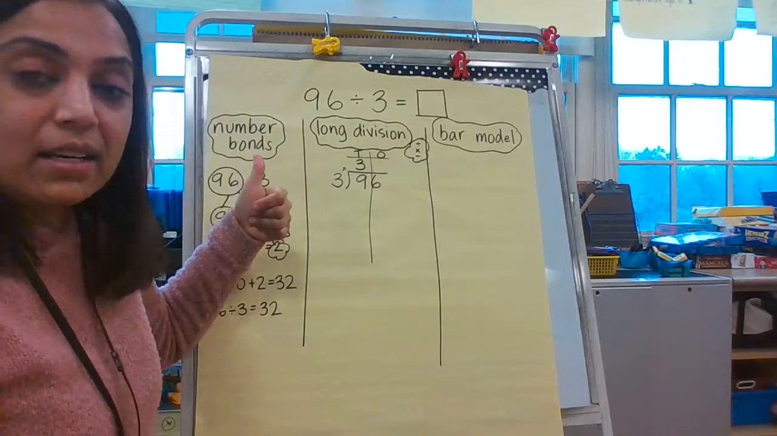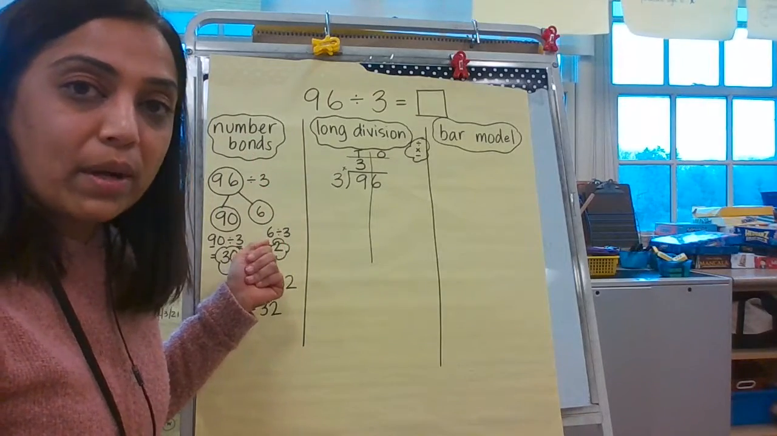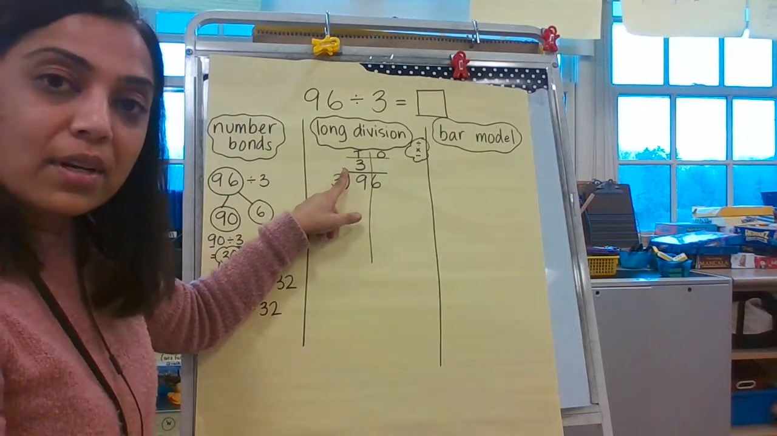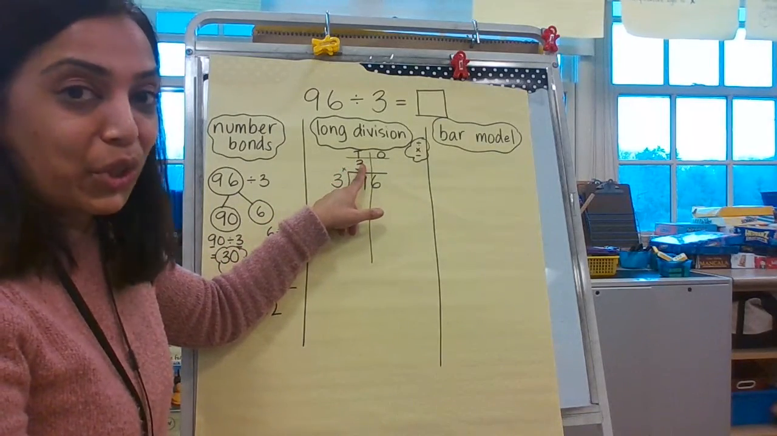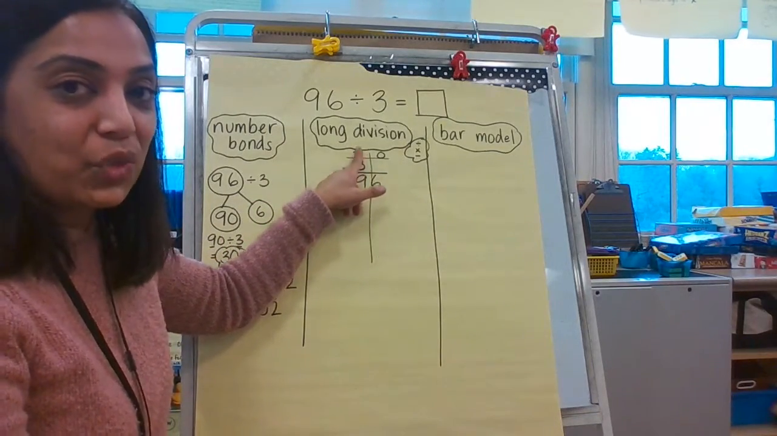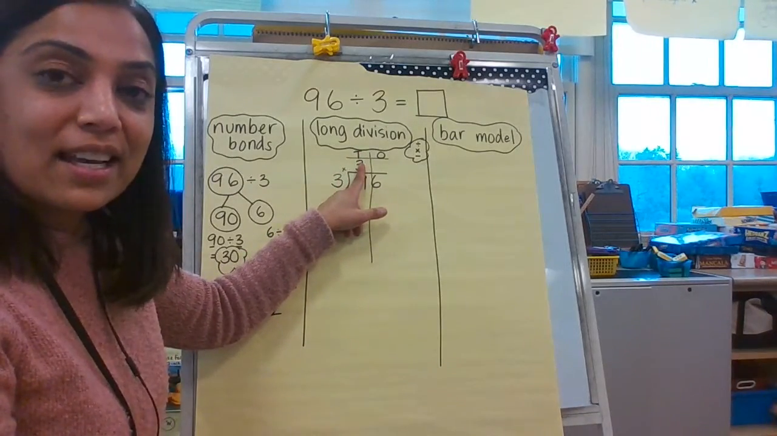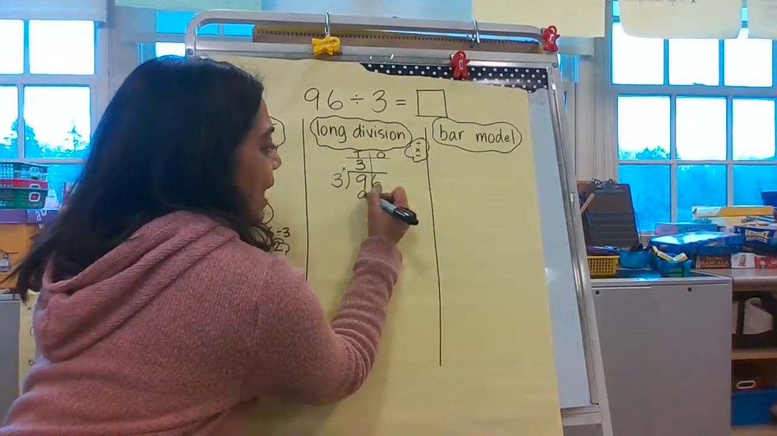Okay, so we divided. Now we need to multiply. What are we multiplying? We're multiplying the 3 times. This is not just a 3, it's a 30 because it's 3 tens. And so we say 3 times 30 is 90. And we write 90 over here.